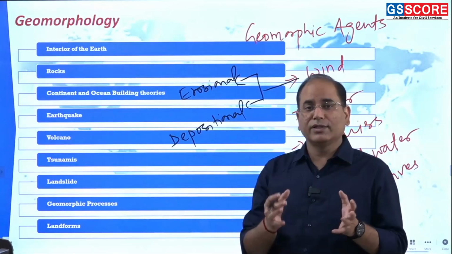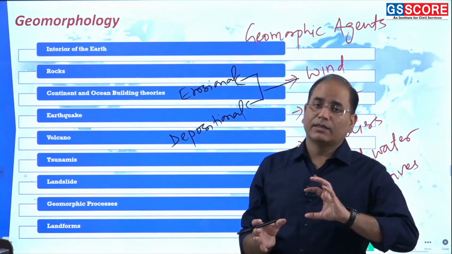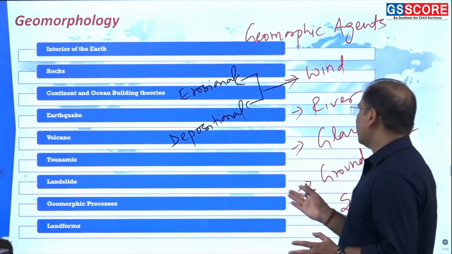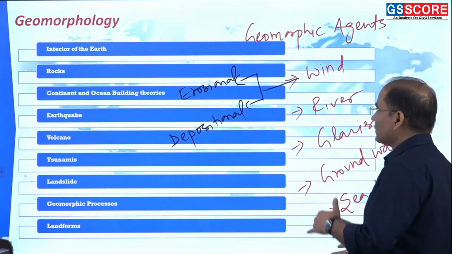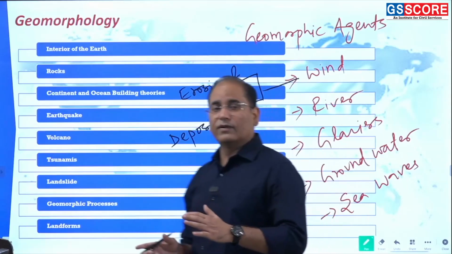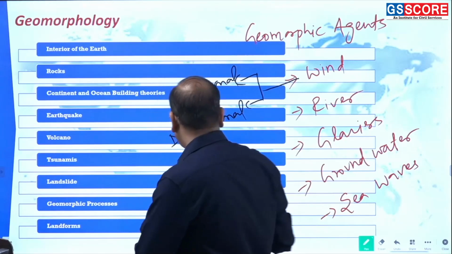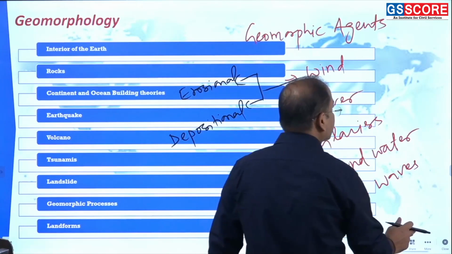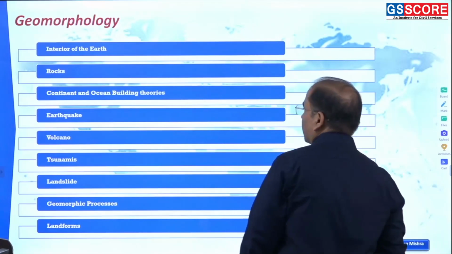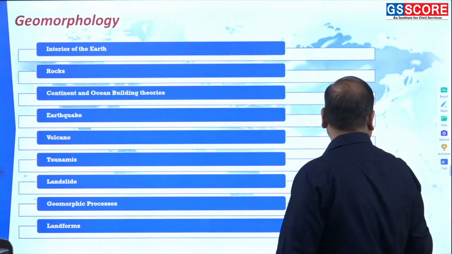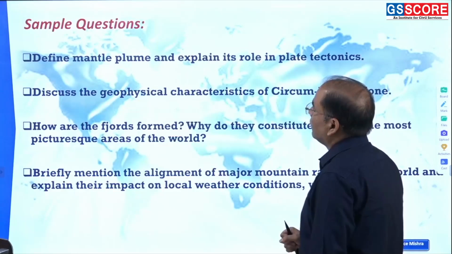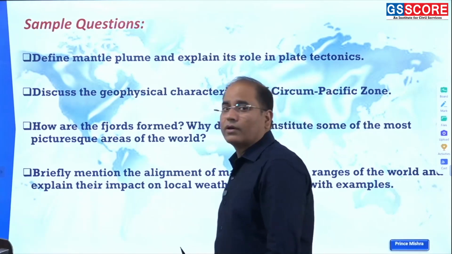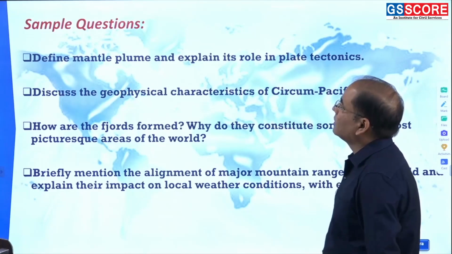So this is how you just need to understand which of the landforms created by the wind, rivers, glaciers, groundwater, sea waves are erosional and which of the landforms are depositional. So these are the topics that you are supposed to prepare for the geomorphology. Now let's quickly look at some of the questions that have been asked.